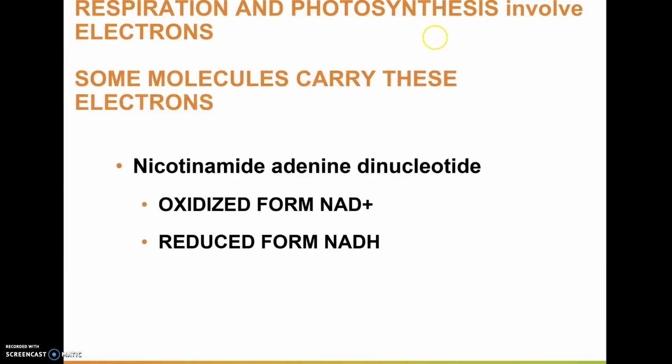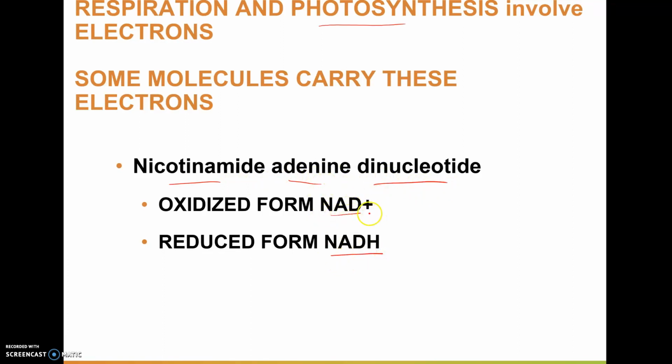Specifically in respiration and photosynthesis that we see here, it's all about electrons being spilled out from a glucose molecule, and they need to be carried through the mitochondria and get to something called the electron transport chain. A molecule that is a carrier is called NAD, nicotinamide adenine dinucleotide. And that molecule exists in two different forms.